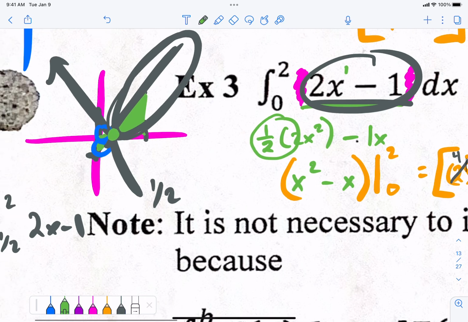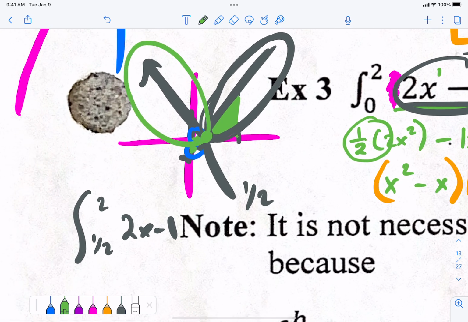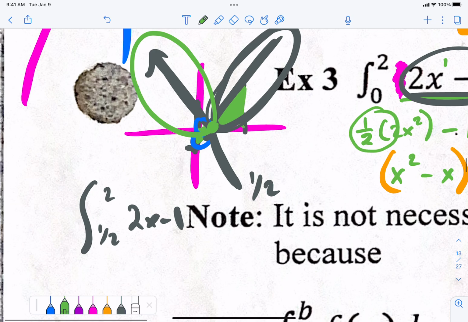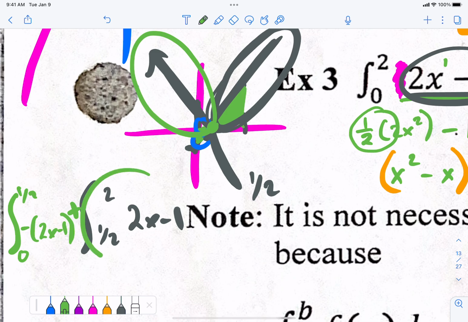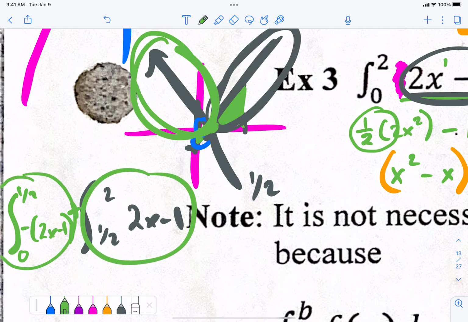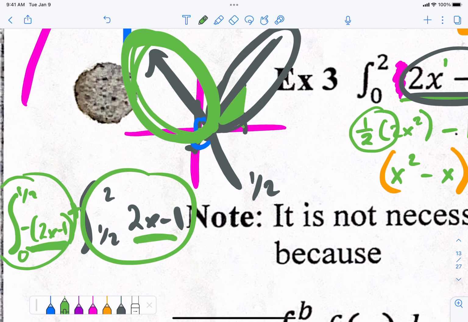Got it? Okay, but this little half of him is actually represented by negative 2x minus 1, right? So we're going to evaluate this from 0 to 1/2 and add it to what we get when we evaluate this, right? Does that make sense? Like on this half of him, he's going negative, he's going downhill, and the other half he's going uphill. So I do negative 2x minus 1 and positive 2x minus 1, and I just do the 2 different chunks. Make sense?